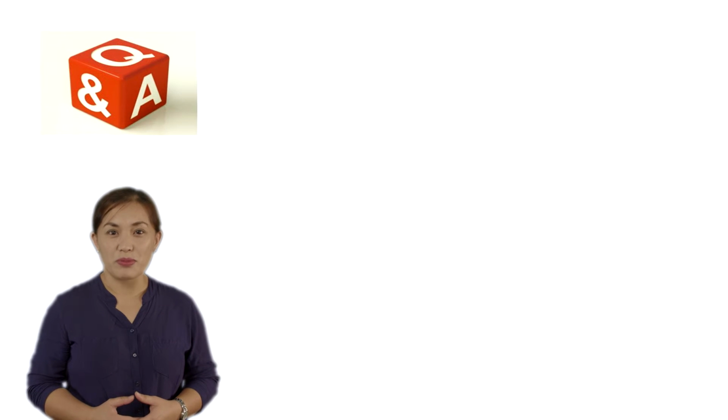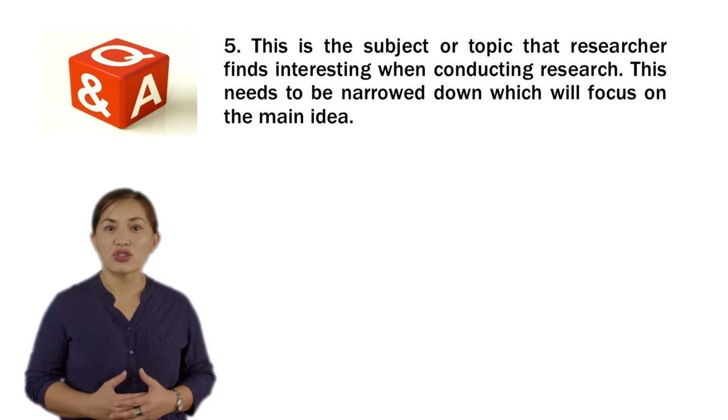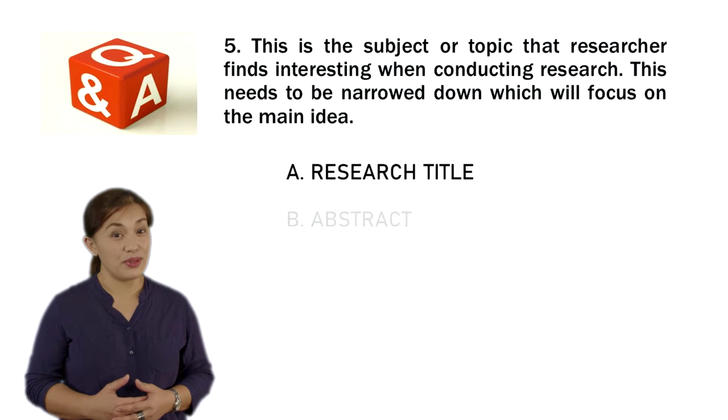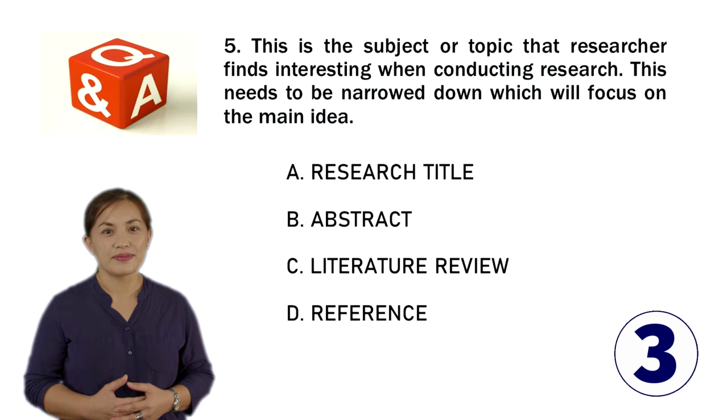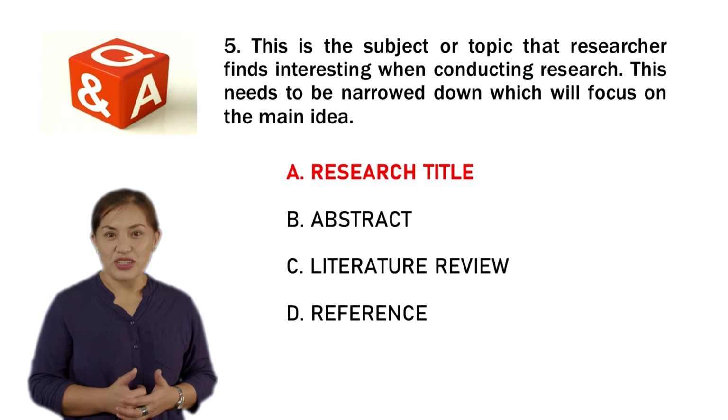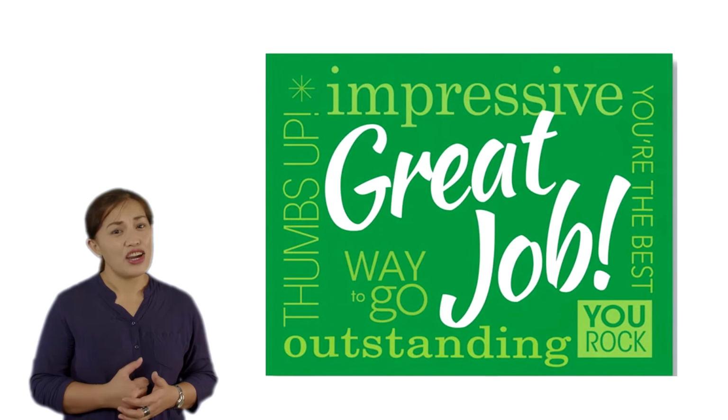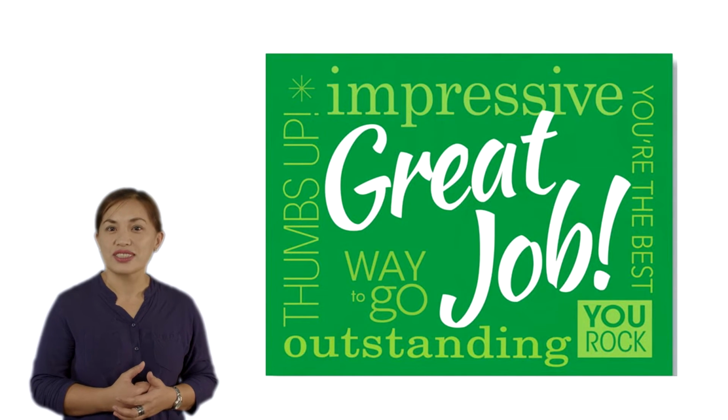Finally, last number. This is the subject or topic that researcher finds interesting when conducting research. This needs to be narrowed down, which will focus on the main idea. A. Research title. B. Abstract. C. Literature review. Or D. Reference. If your answer is A. Research title, very good. You are right. Great job if you got all the answers correct. You are now ready to dive in with our lesson for today.